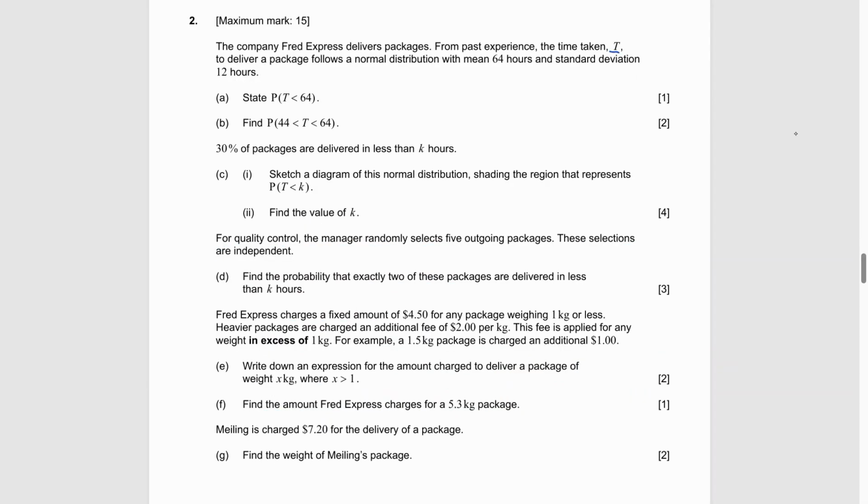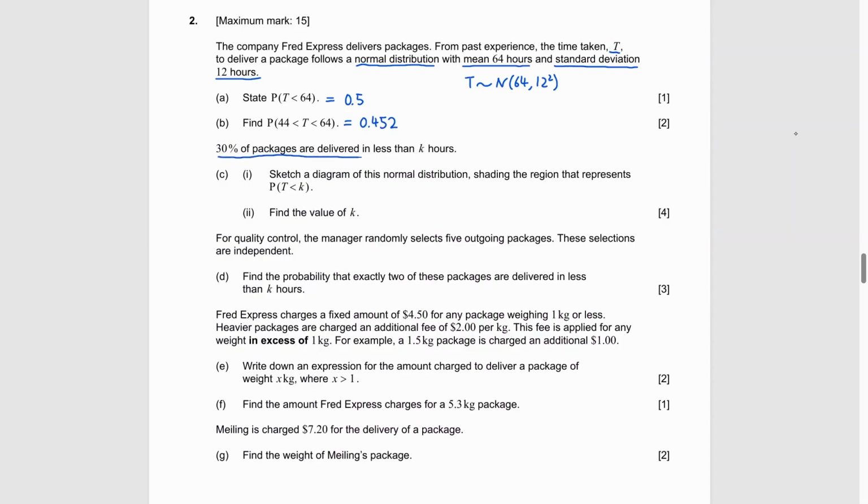Question 2. We let T be normally distributed with mean 64 and standard deviation 12. The probability that T is smaller than 64 is just the probability of being less than the mean, so it equals 0.5. For part B, we use the calculator and get 0.452.